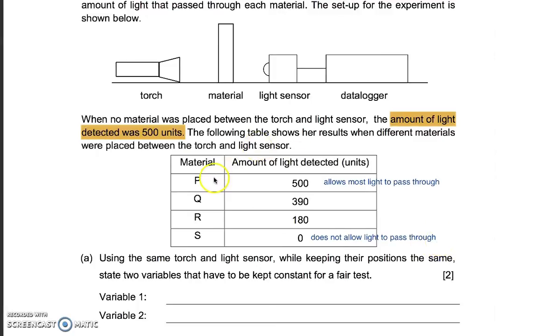And P, it actually allows 500 units of light, so therefore we can say that it allows most light to pass through, or rather in this case, it actually allows all the light to pass through, because the torch can emit 500 units of light, and all 500 is detected by the light sensor even when material P is placed in between.